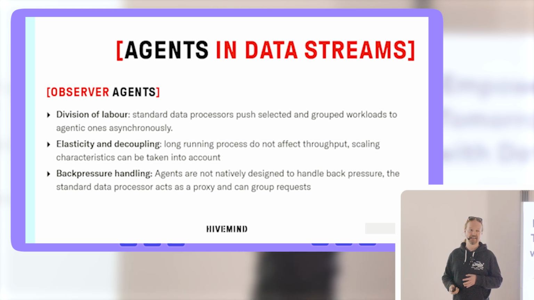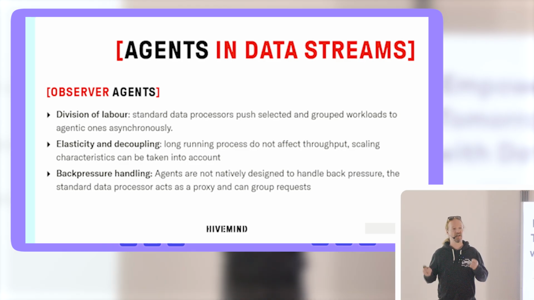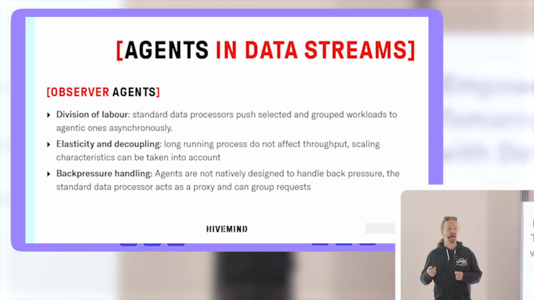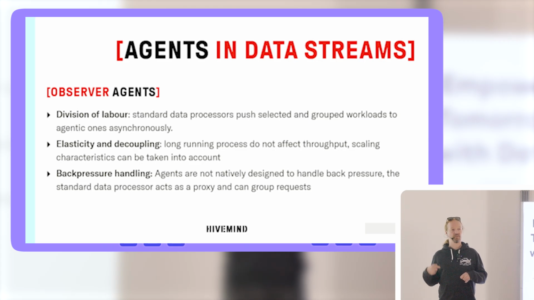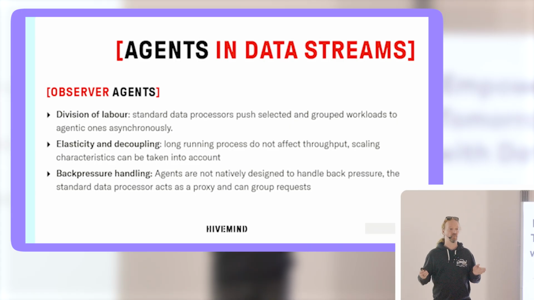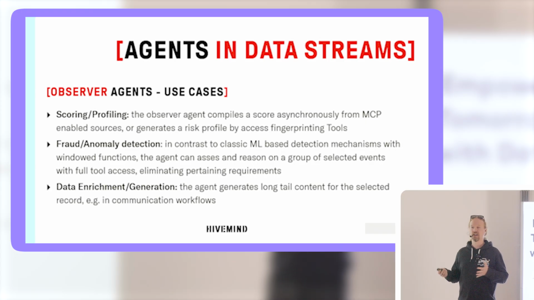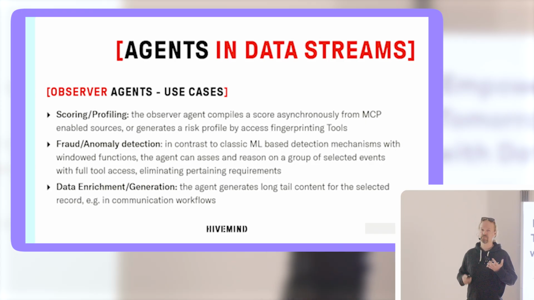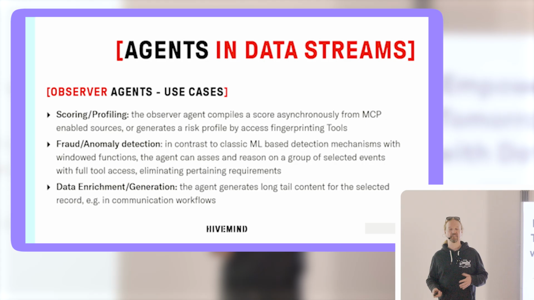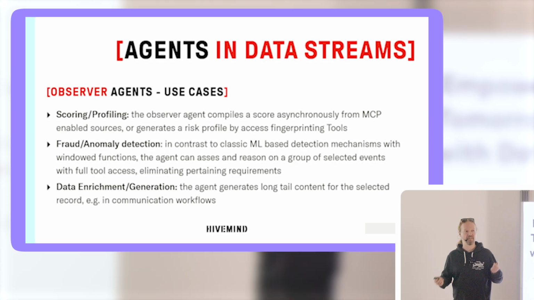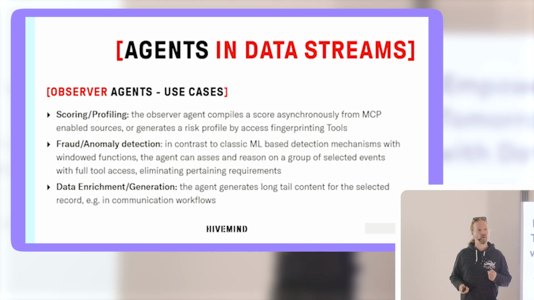And there's back pressure handling. So agents are not designed to handle back pressure, and by asynchronously using the observer pattern, you can factor that in. Back pressure is not your issue because the standard pipeline works as before. Typical use cases are like profiling, for instance, where you're basically doing some scoring of inputs, maybe like in finance, where you basically do some scoring of credit card applications or transactions. Fraud detection is another one.